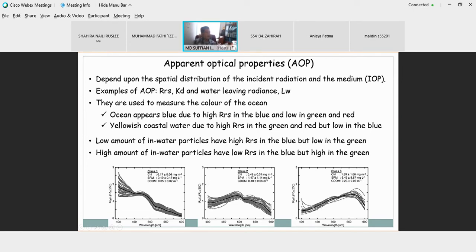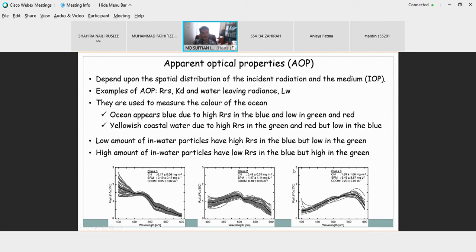So we can expect that the absorption in the blue is very, very high, so it will produce low reflectance in the blue, and high reflectance in the green and red because of high suspended particulate matter and high scattering. Here you can see it reflects less blue but more green and red. That's why the water looks yellowish.